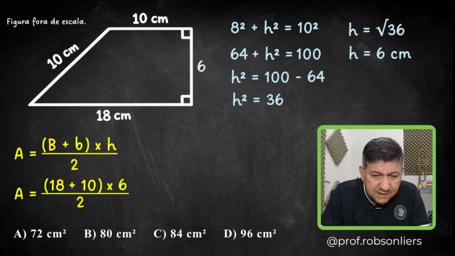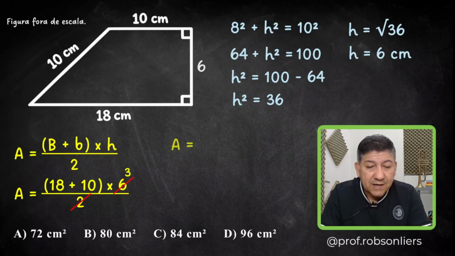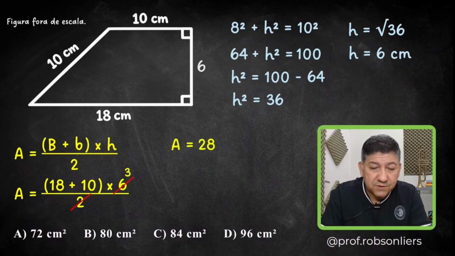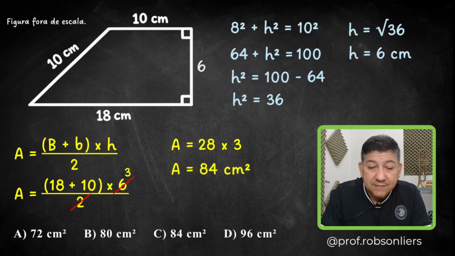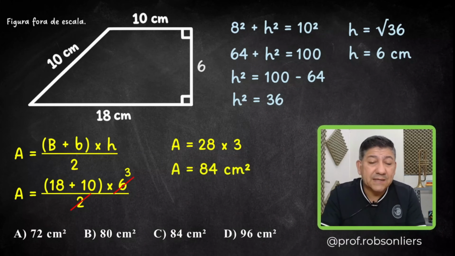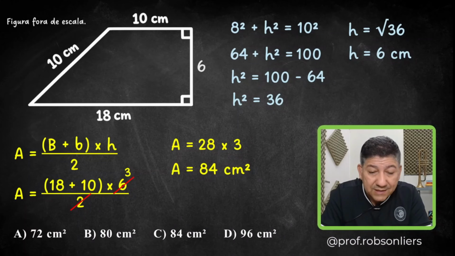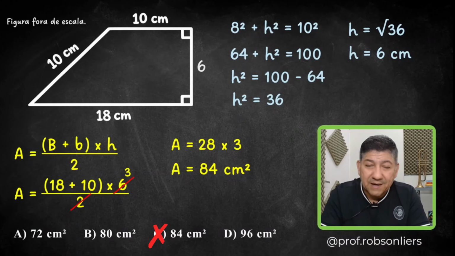We can simplify here. 6 divided by 2 is equal to 3. So the area will be equal to 18 plus 10, which is 28. So it will be 28 times 3. Solving this multiplication, 3 times 28 is equal to 84 square centimeters, which is exactly what we were looking for. The area of this figure is 84 square centimeters. Whoever chose letter C got it right and aced the question.